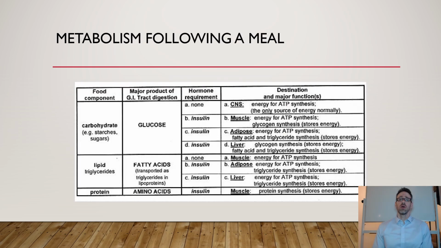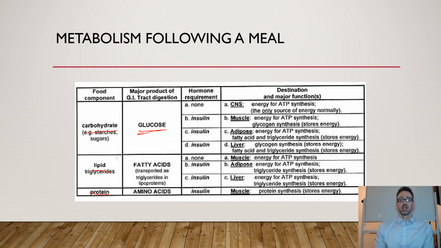Okay, so let's talk about the basics of metabolism after a meal. Just following a meal, what happens to the nutrients that we've just ingested? As I mentioned before, the primary components of food are carbohydrates, lipids, and proteins, and you can see that in the column over here. The carbohydrates in the GI tract are primarily broken down into glucose.